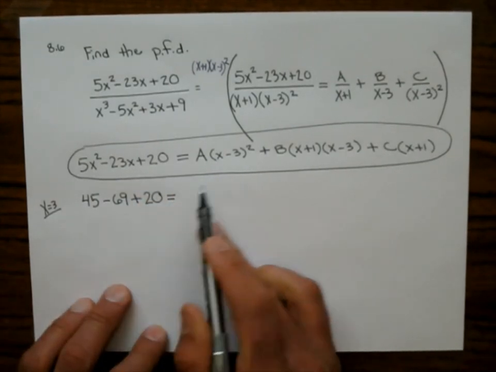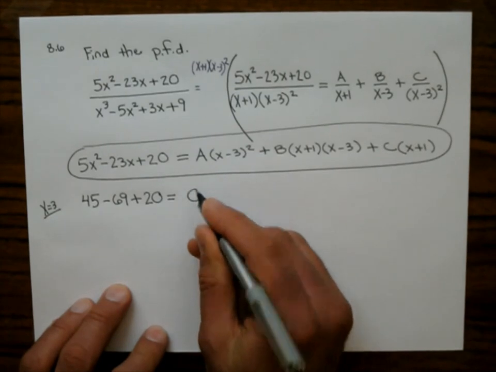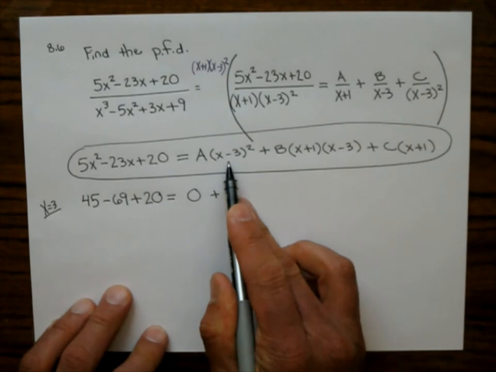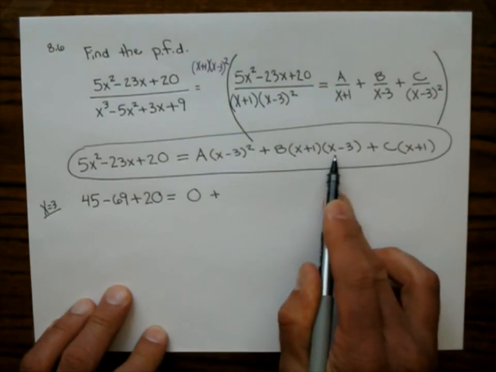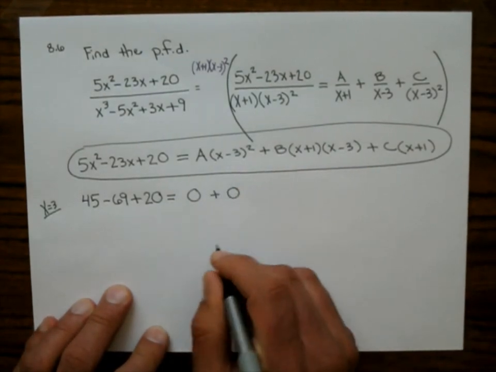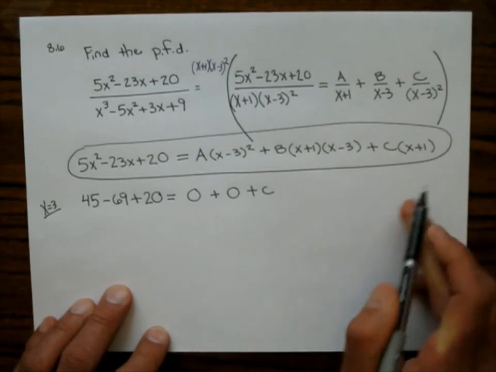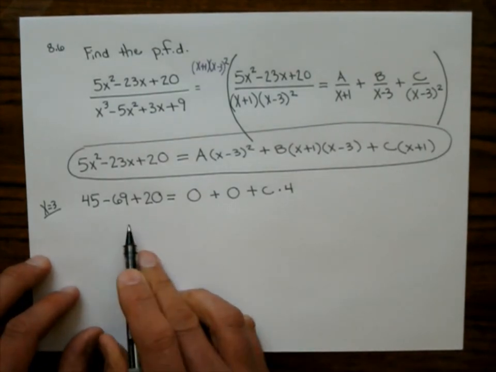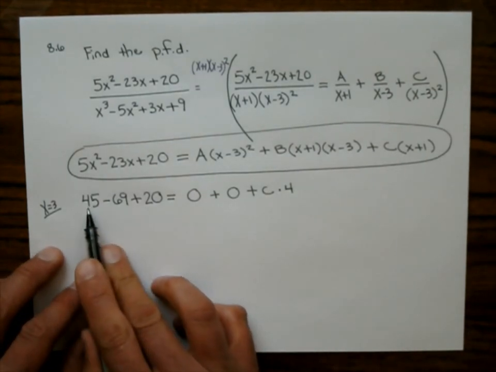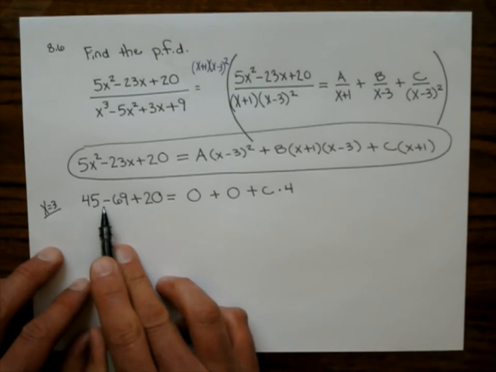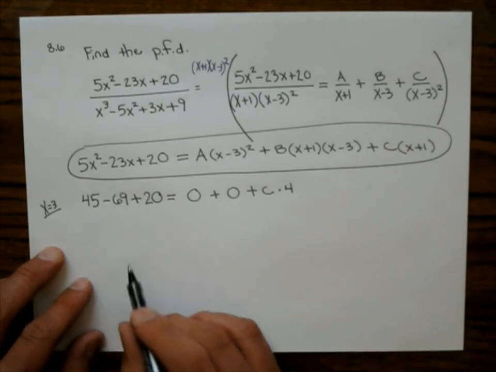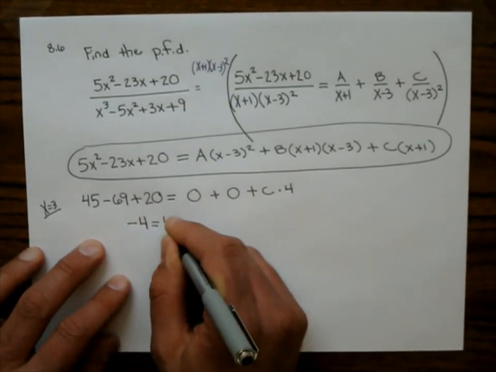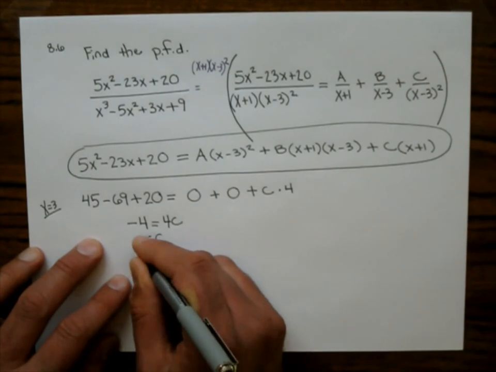This guy is going to be 0. The next guy is going to be 0. Why is that? Because when you put 3 there, you have 3 minus 3, 0, and it zeros that out. And then over here, I'm going to have C times 3 plus 1, which is 4. So over here I have 65 minus 69. That's going to give me a negative 4. Negative 4 equals 4C. C equals negative 1.